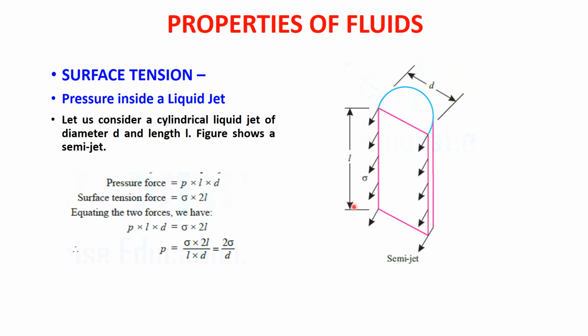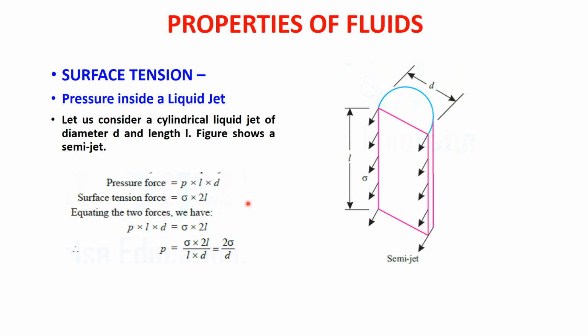So how to calculate the pressure force? Again we know that force is equal to the area into the pressure, or pressure is equal to force upon area. So for calculating force, the pressure force will be equal to P into L into D. Here the area is L into D. So the surface tension force will be equal to sigma into 2L. Now see here why 2L is taken. There are two surfaces by which the surface tension force will be created, one at this end and the second at this end. So sigma into 2L.